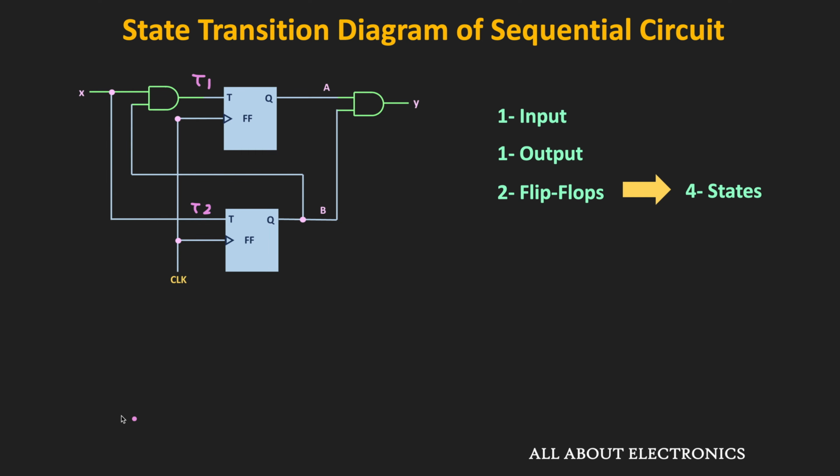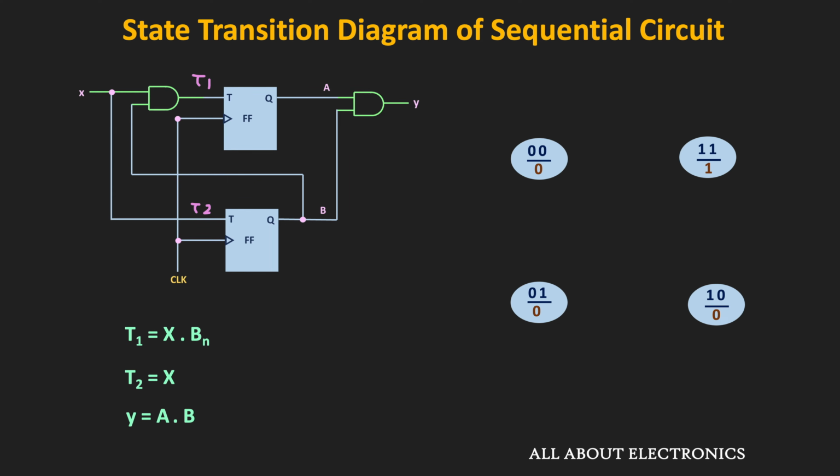So here, as you can see, this T1 is equal to X dot Bn, where Bn is the present state of this second flip-flop. And likewise, this input T2 is equal to X. And if we see the overall output Y, then this Y is equal to A dot B. So using the state equations, we can easily draw a state transition diagram of the given circuit.